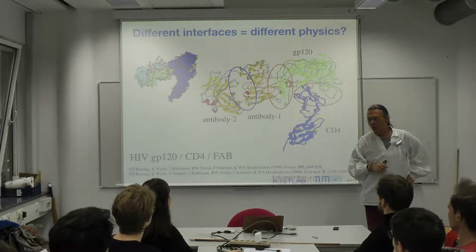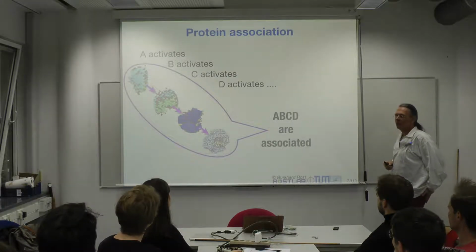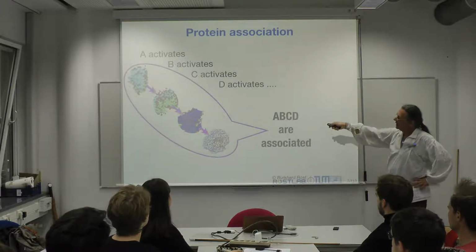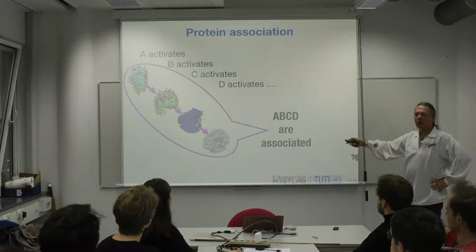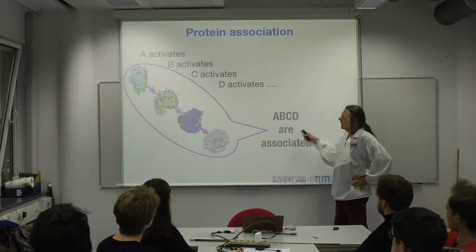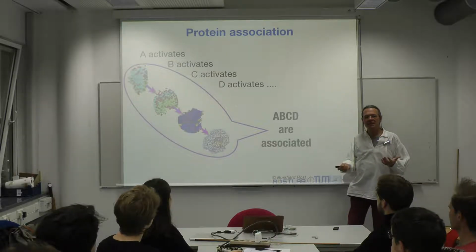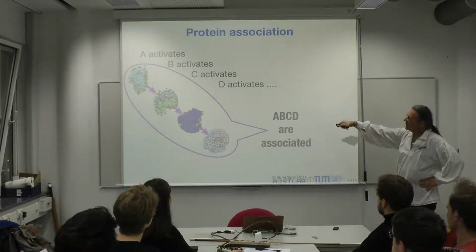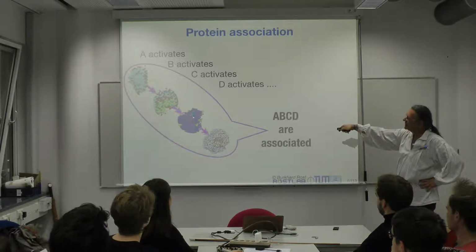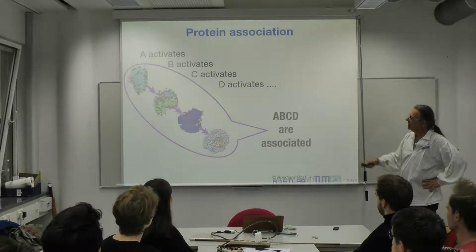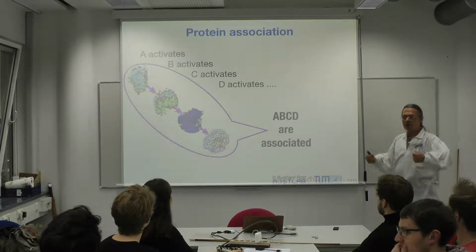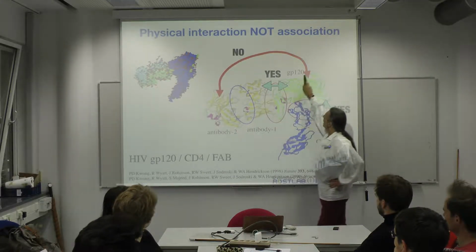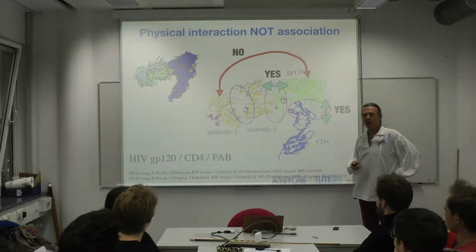Now, ultimately, when you look at pathways, so A activates B, activates C, activates D, then you could imagine, or you could argue, that all of these are interacting. They are somehow, in some sense, interacting, but the correct term here really is they are associated. So the physical interaction happens only between A and B, between B and C, and between C and D, but not between A and D. So they are not connecting physically. The same way here, the antibody 2 and the GP120 are not in connection.